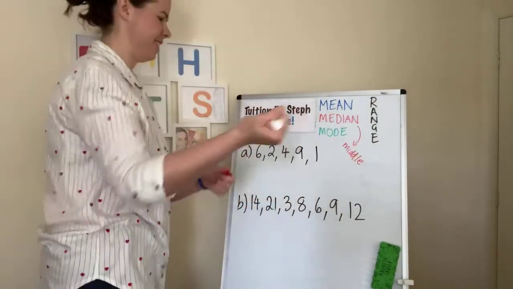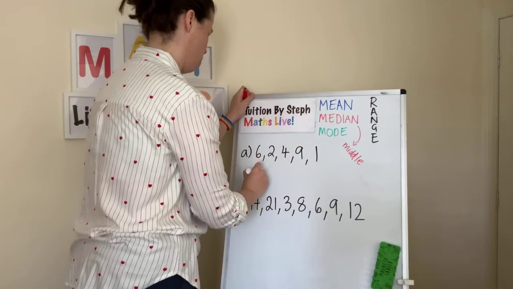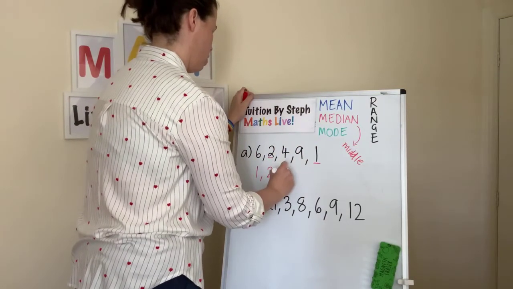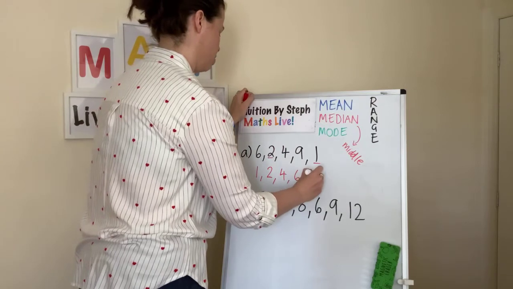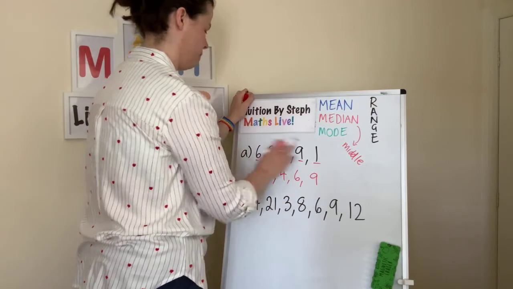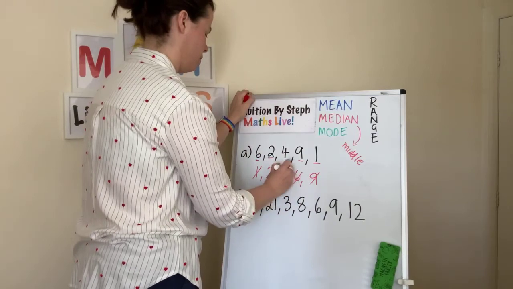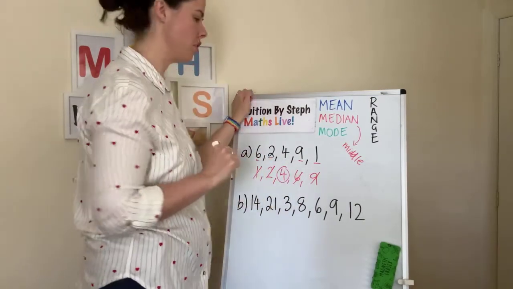Okay, so let's put them in order. 1, 2, 4, 6, 9. So only 5 numbers this time. 5, 5. So 1, 2, 1, 2, 4. Well done if you got 4.